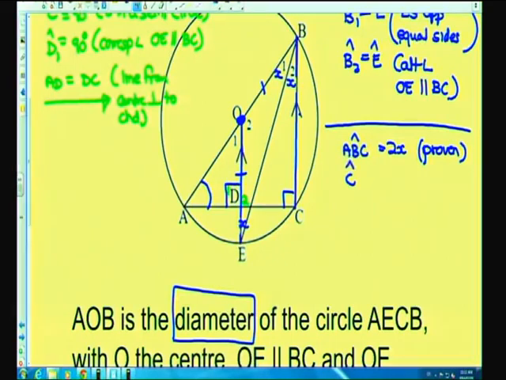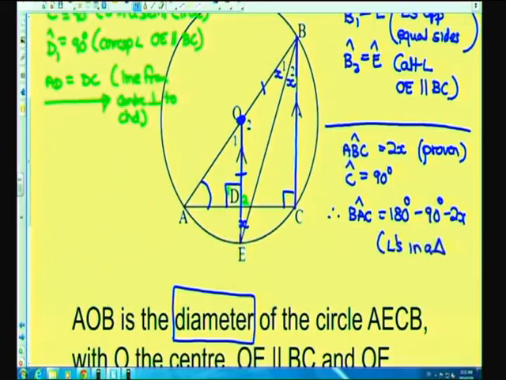And we know that C is 90 degrees. So therefore, what I know about BAC, it must be 180 degrees minus 90 minus 2x. And that's because it's angles in a triangle. And in fact, to help my examiner, I'm going to name the triangle. That is not essential, but it's a good idea. Anything that helps the person marking your paper to understand what you're doing is never wasted.